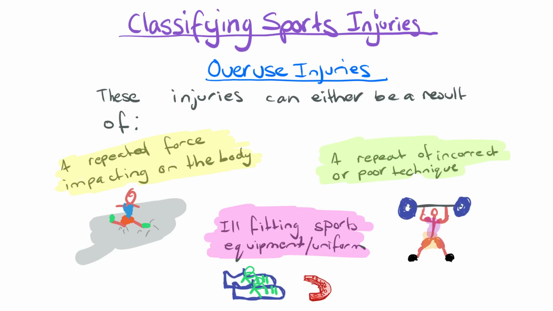Or a repeat of incorrect or poor technique. So if someone's in the gym and they're using the incorrect technique for a deadlift, and they're consistently using that, it can actually cause the body some serious harm and have an overuse injury as a result of that poor technique.